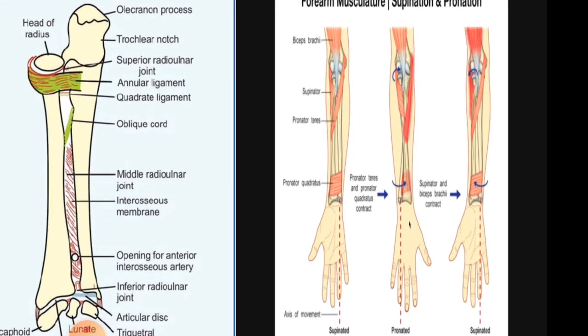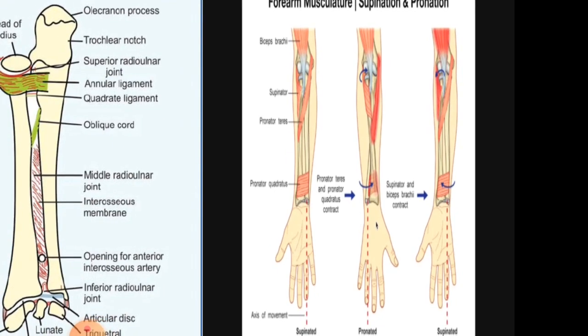So here you have the actions of the muscles that are responsible for the supination and pronation at the forearm. So here you have the biceps brachii muscle and the supinator muscle that can cause the supination. For the pronation, you have the pronator muscle.